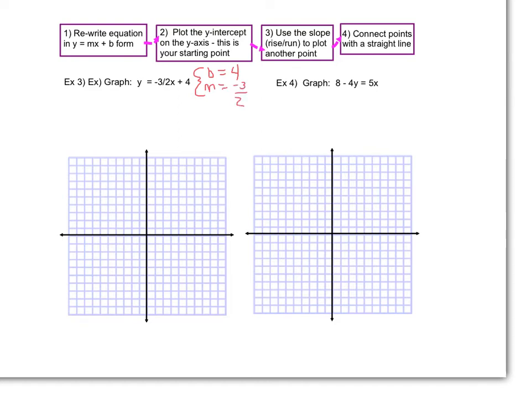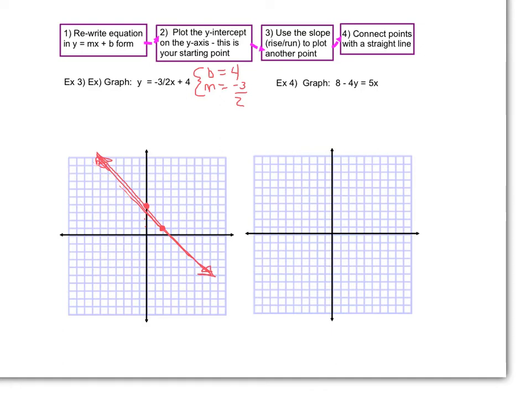And according to step 2, I'm going to go ahead and plot that y value of 4. And then rise over run, it tells me to go down 3 and over, run 2. There's my next point. And then again, I just connect those with a straight line. It's a little better. And it should look something like that. That line's a little weird because I'm trying to go through both my points, and it's hard for me to hit them without that ruler.